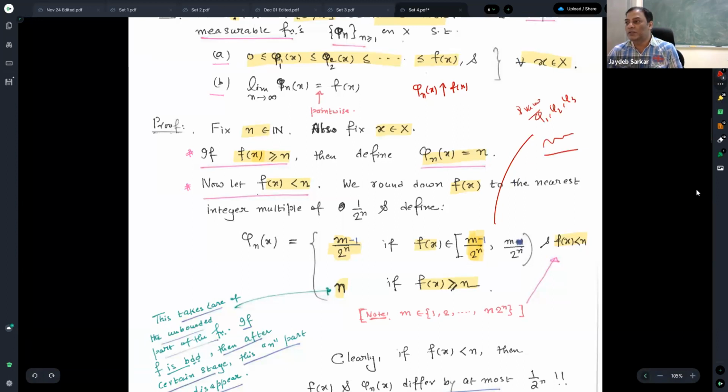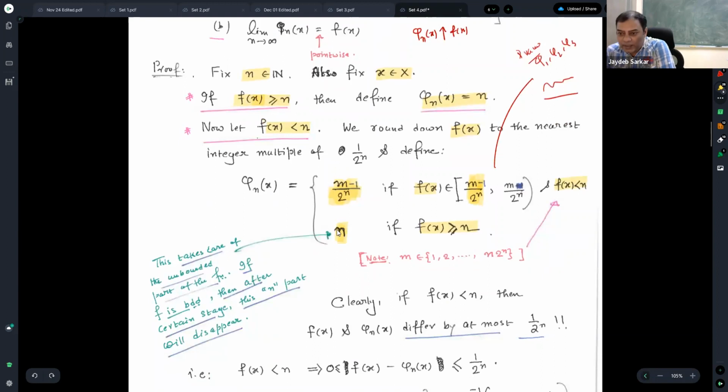You understand the definition? So one more time, what you do: you fix an n, and then you fix an x, and then you look at the value of f(x). If f(x) goes beyond n, your function is n. And if f(x) is smaller than n, just look at the nearest integer multiple of 1 over 2 power n, and you define that as the value of phi_n(x). Okay.